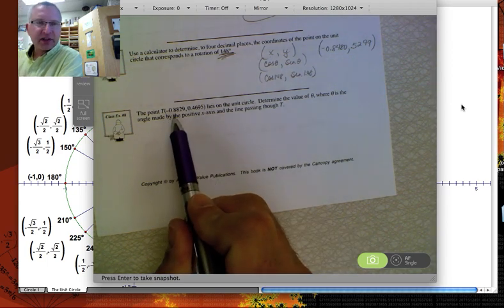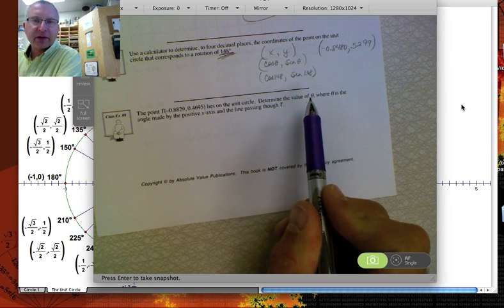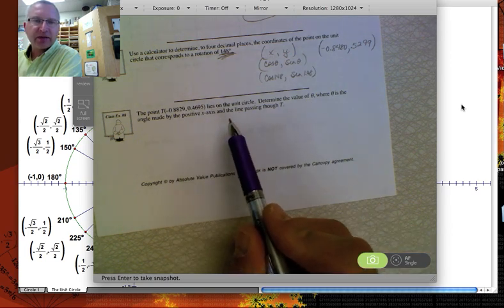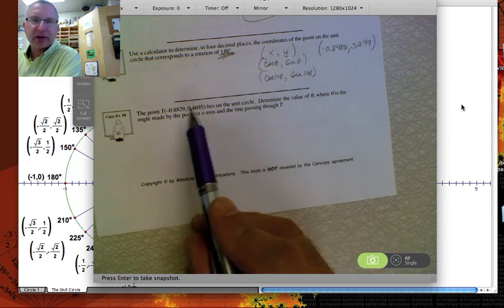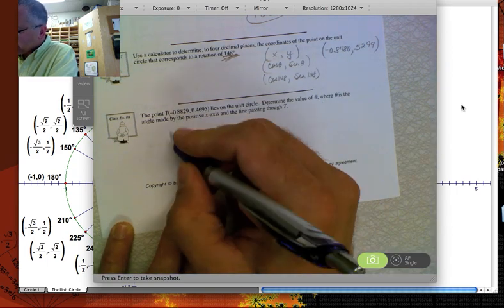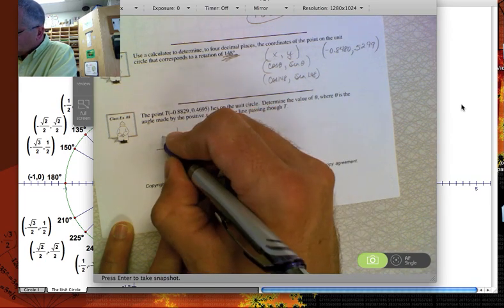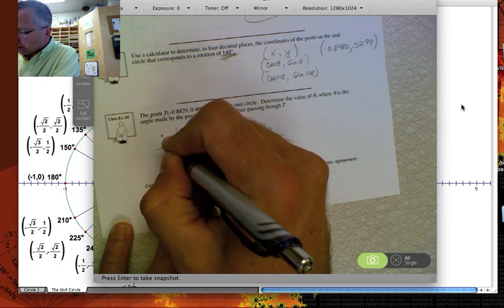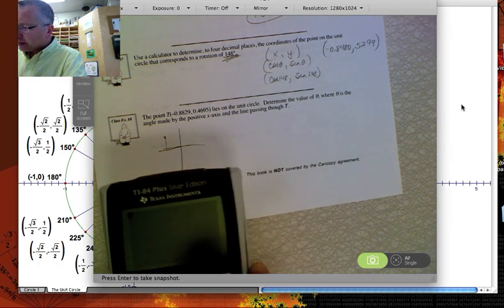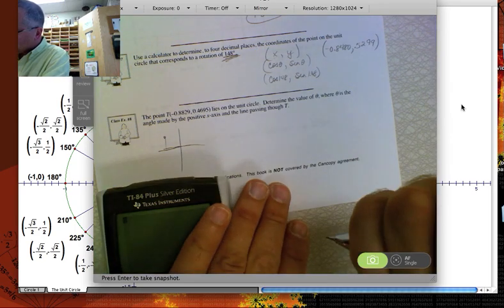The next example says we have a point on our unit circle. It says determine the value of theta, where theta is an angle made by the positive x-axis passing through the line T. Now, this is negative 0.88 and positive 0.46. So we know that's somewhere over here in quadrant 2. So how are you going to find what that is? Well, we have to do the reverse.